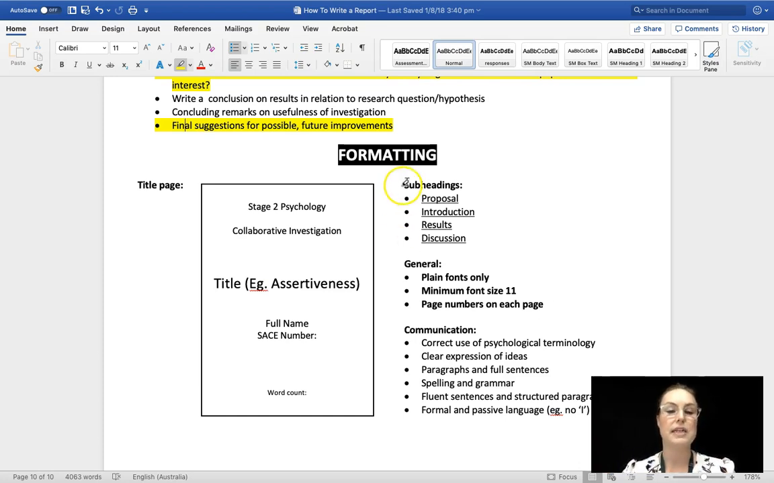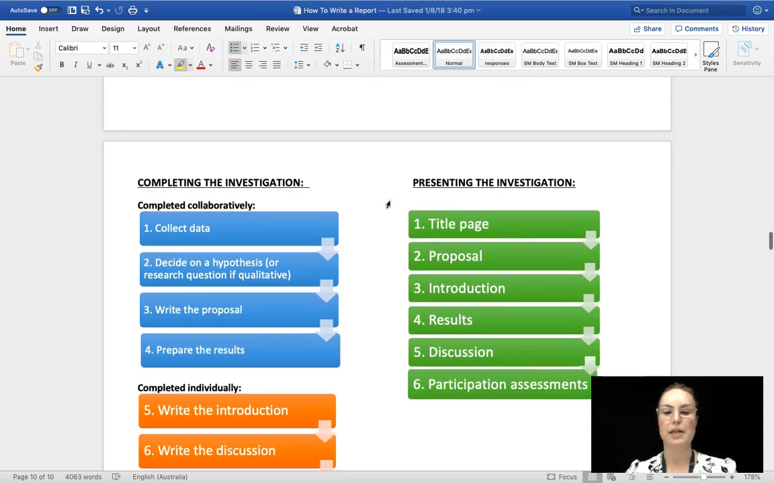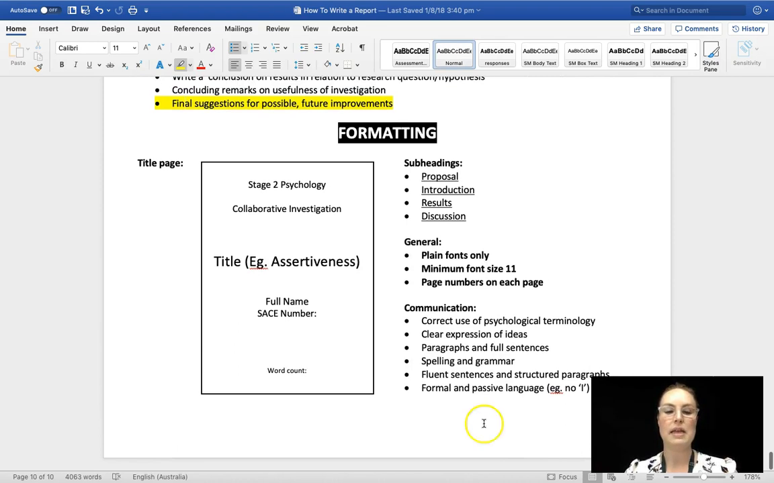And then when you're finished, you need to look at formatting. So you need to obviously have a look back up here for the order that your information needs to go in, which I've listed just here. Scroll back down. You need to have a nice cover page which has stage 1 or stage 2 psychology, whether it's the collaborative or individual investigation, the name of the investigation, which you can get from your teacher, your name, your SACE number, and the total word count. You need to have the following subheadings just here. I've got some information about text in terms of fonts, etc.